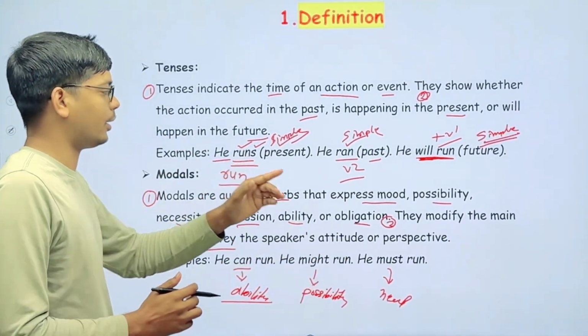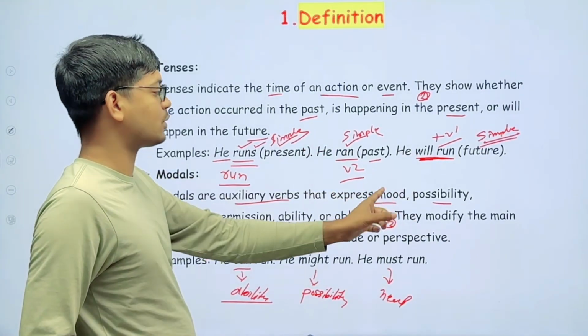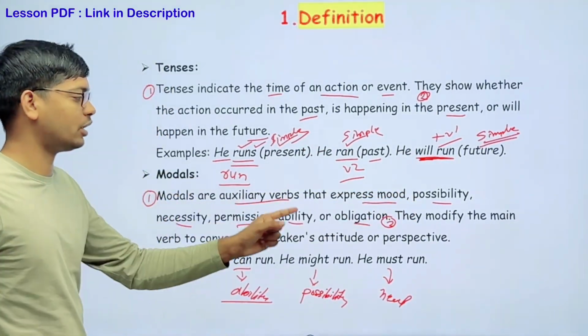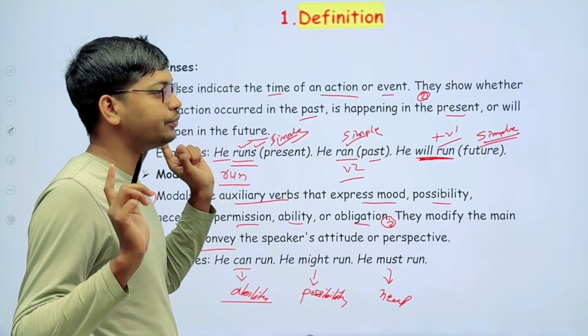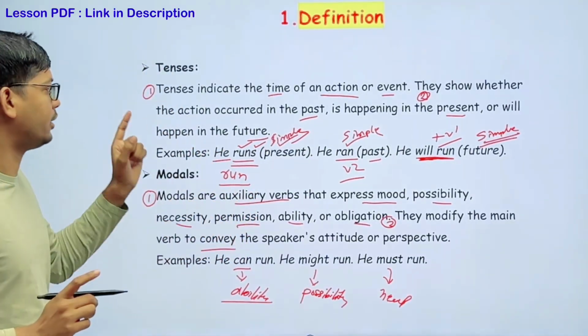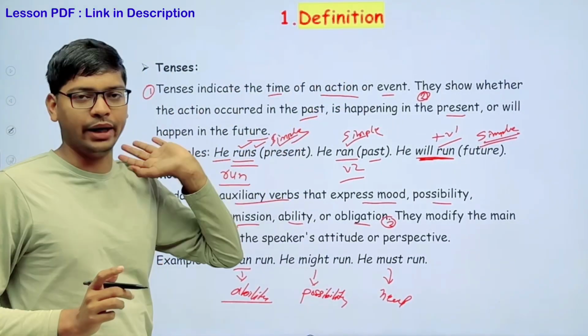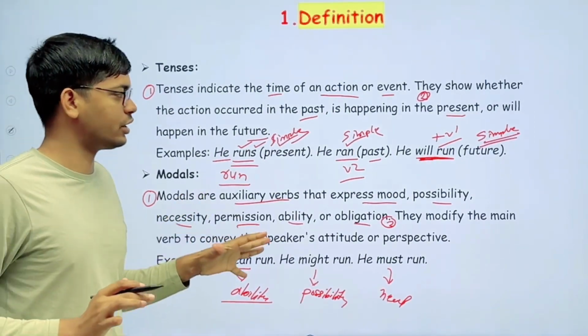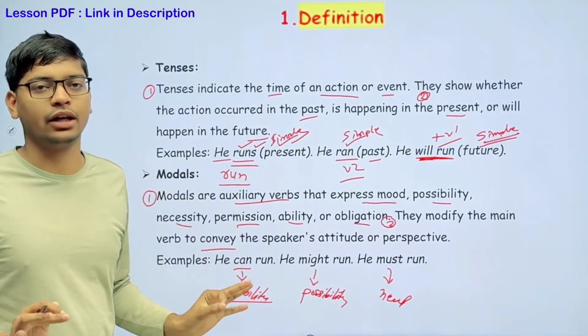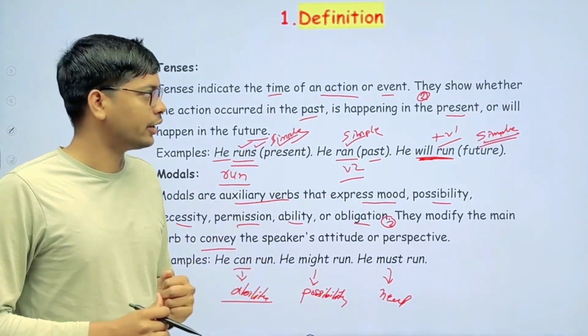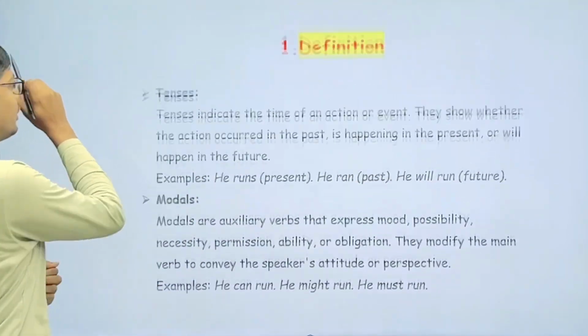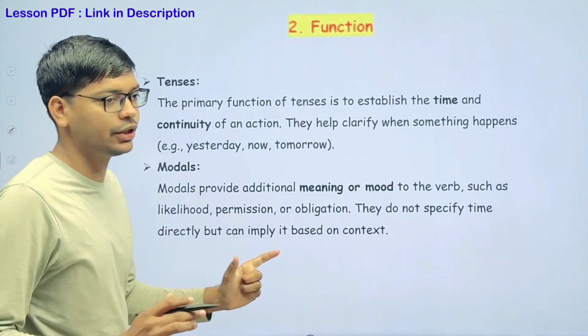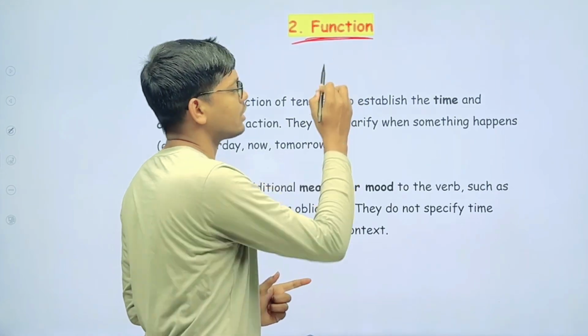Modals express mood, possibility, necessity, permission, ability, obligation, but tenses indicate time of action or event. So this is our first and main common difference. Let's move on to the next difference. The next difference is related to the function of tenses and modals.